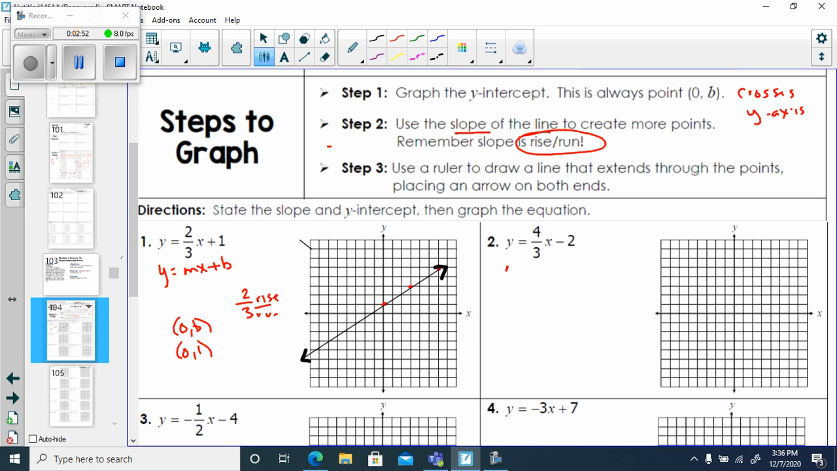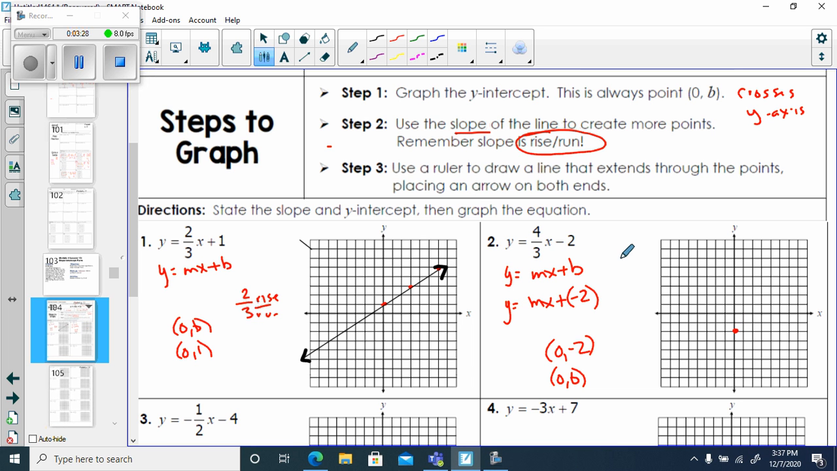Again, here's our b. We've got y = mx + b. You're saying, but there's a -2. This is not plus b. Isn't this the same thing as y = mx + (-2)? When you subtract, it's the same as adding a negative. So we start at -2. Our point is (0, -2), because remember, when we're talking about the y-intercepts, it's at (0, b). Our b is -2, so we start at -2.